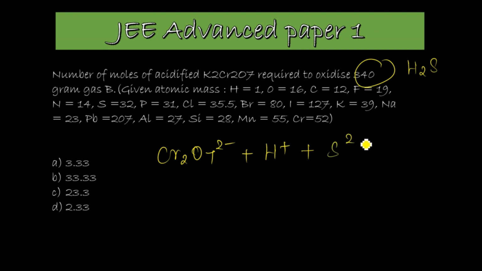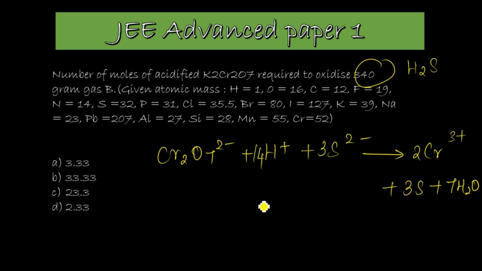You know the reaction, dichromate reacting with sulfide, the famous ionic reaction. You can see that is S2 minus. I'm not writing the balanced form; let me balance it in the end. It gives 2 chromium 3 plus, it will form 3 sulfur and 7 H2O. This side also 3 S and 14 H plus.